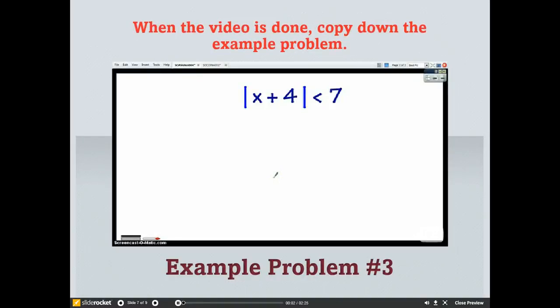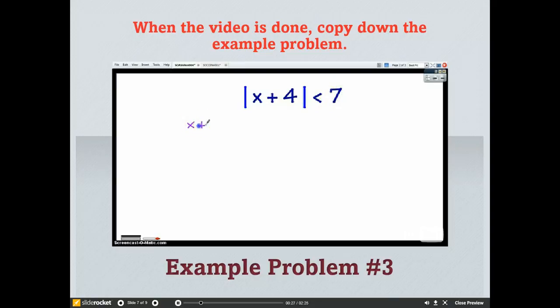Alright, let's take a look at this next problem. Absolute value of x plus 4 is less than 7. Now in this case, part of the work's been done for us. The absolute value bar part of the problem has been isolated. So now we need to do like in the last video, basically break it up into its two possible ways of thinking about it. So one way to think about it is just kind of look at it the way it is with just considering less than positive 7.